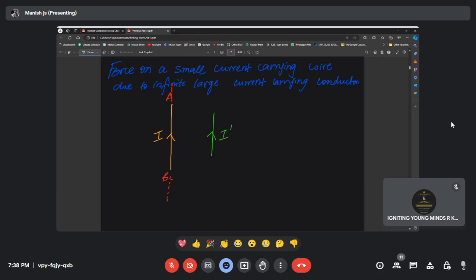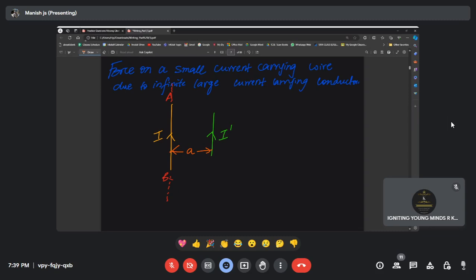So if there is another conductor present at a distance of a units, small a, from an infinitely long conductor carrying current, then what is the magnetic force experienced by that corresponding conductor is what we are going to find out. That is the relation we are going to write.